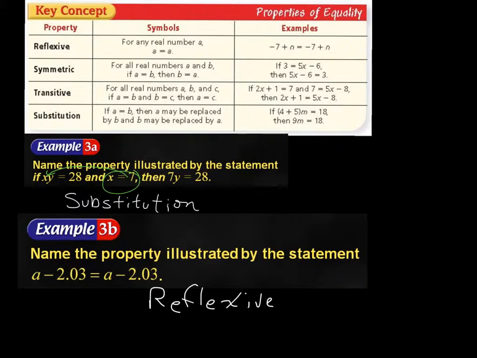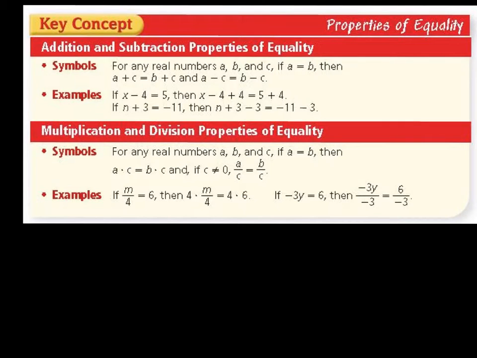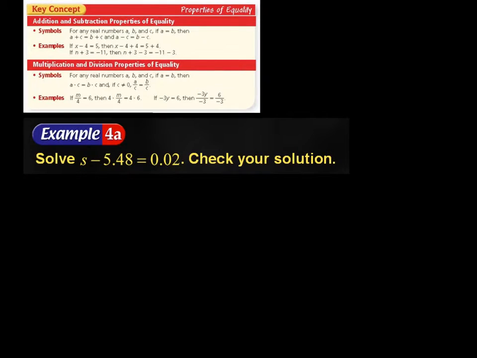We've also used properties of equality with addition and subtraction, multiplication, division. For any real numbers a, b, and c, if a equals b, then a plus c equals b plus c, and a minus c equals b minus c, so you can add or subtract the same number from both sides of the equation. And for any numbers a, b, and c, if a equals b, then a times c equals b times c. If c does not equal 0, a divided by c equals b divided by c. So we can multiply and divide both sides of the equation by the same number. So to solve s minus 5.48 equals 0.02, we're going to undo subtracting with addition.